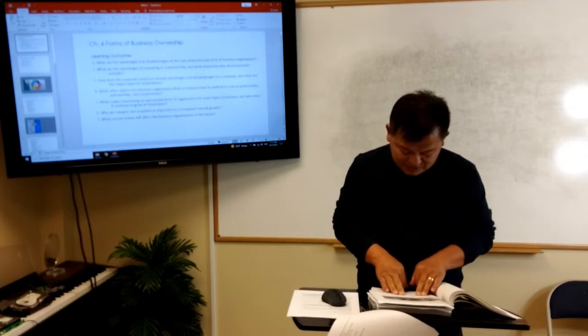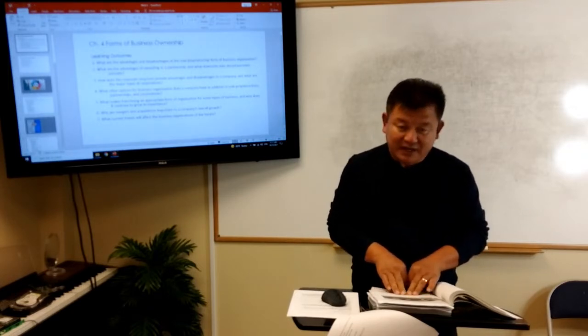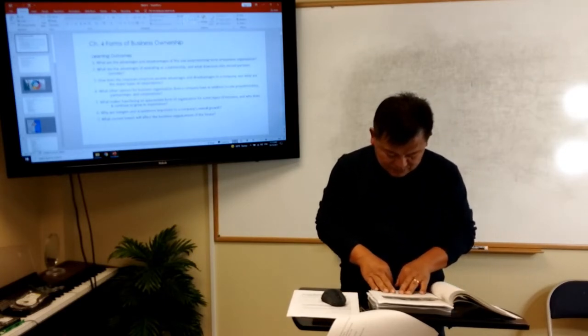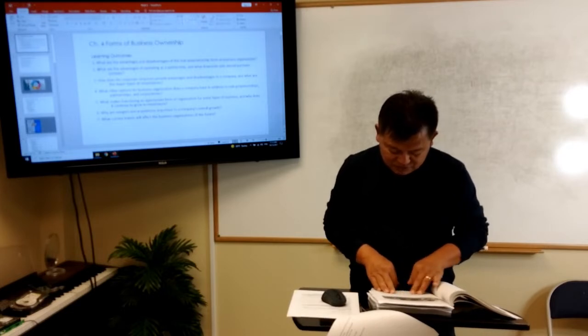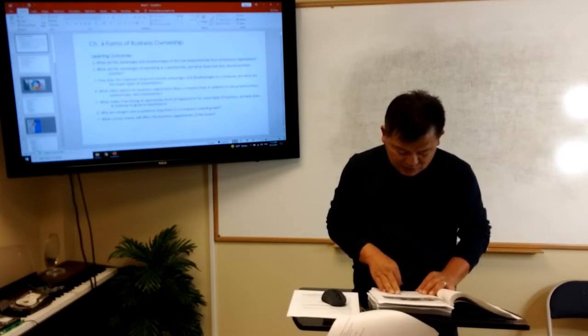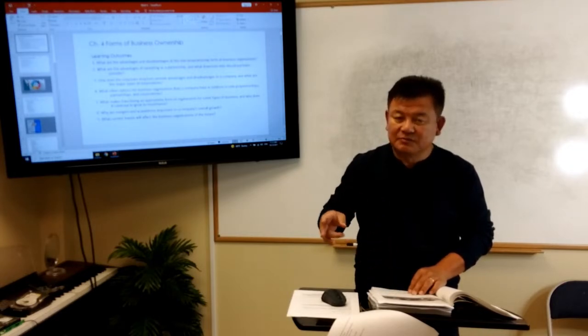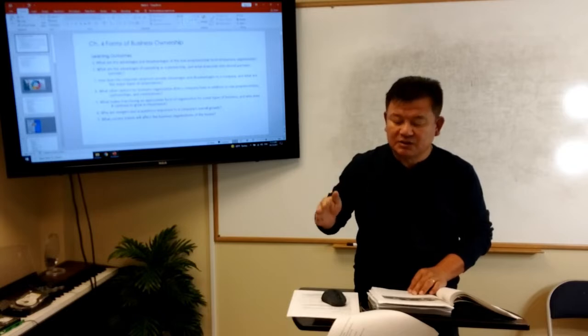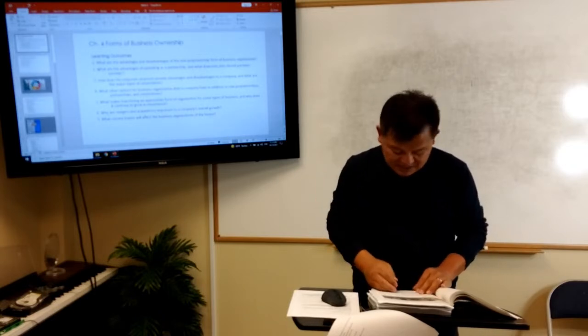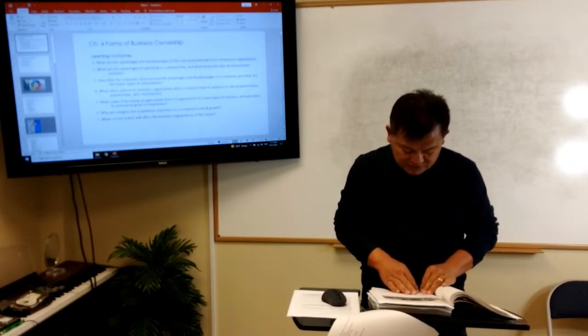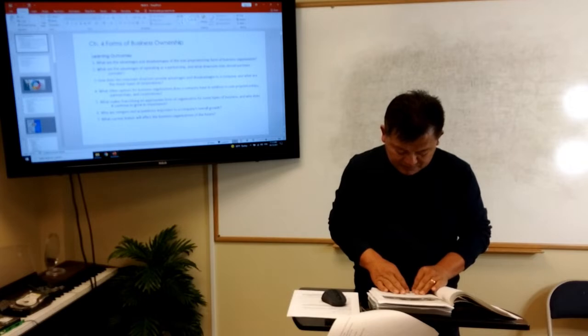The second outcome is what are the advantages of operating as a partnership. And third is how does the corporate structure provide advantages and disadvantages to a company, and what are the major types of corporation. There are some representative types: C corporation, S corporation, and LLC. So there are three kinds of corporations that have advantages and disadvantages.